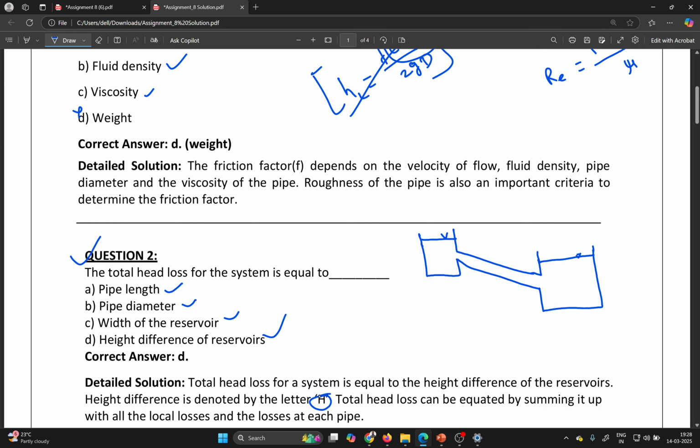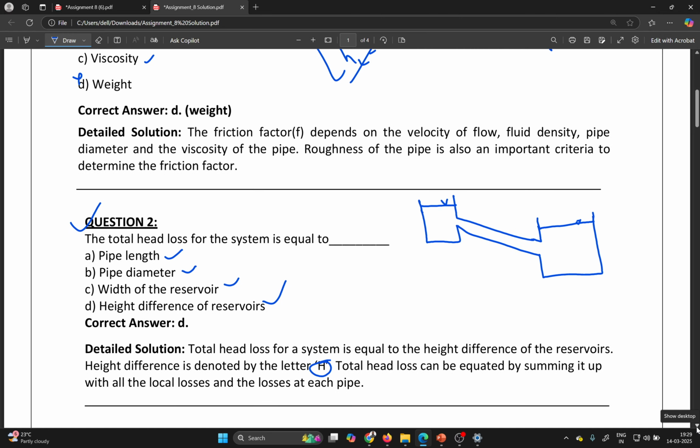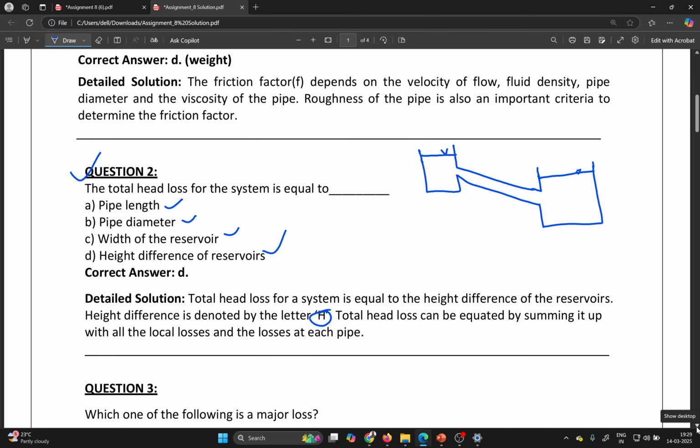So this is not a standard notation. Total head loss can be equated by summing up all the local losses and the losses at each pipe. As you have solved, when you go through your previous year questions, you will get a lot of questions based on this concept.